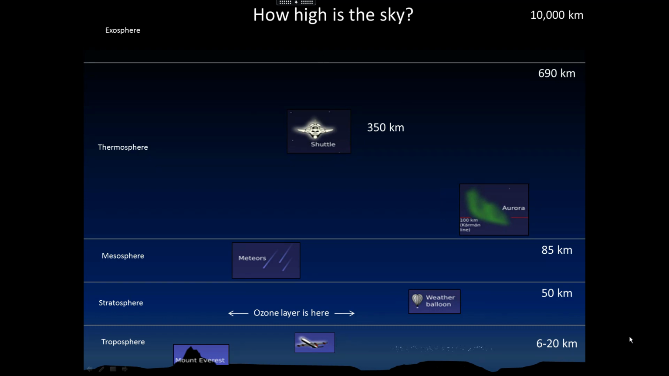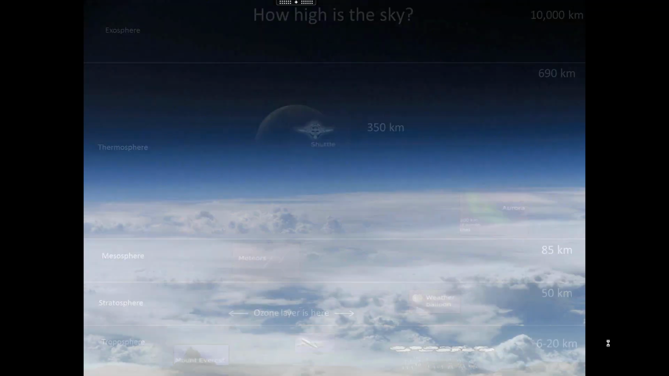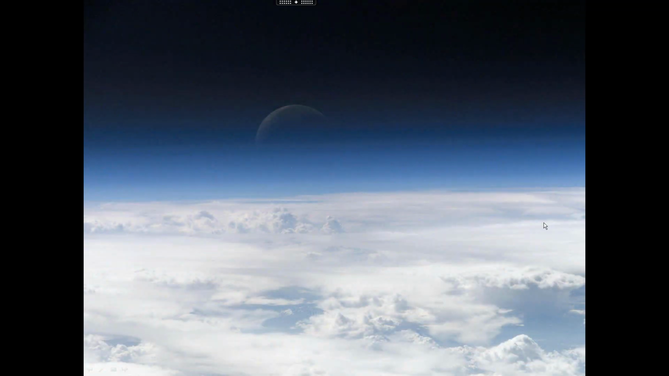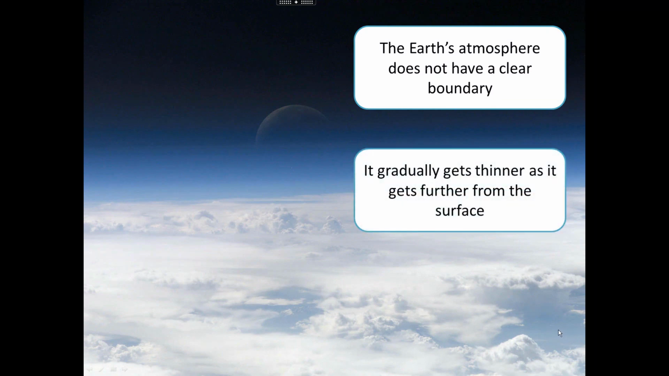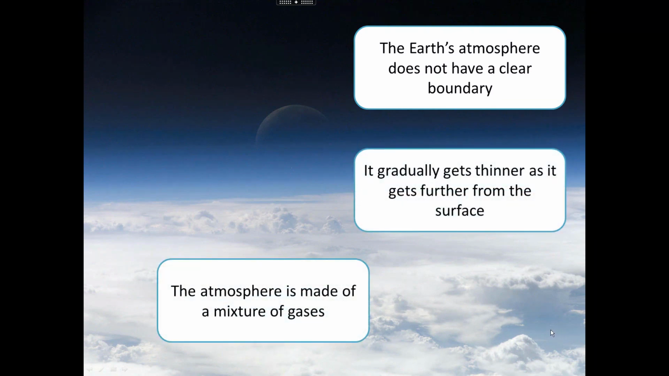But there's no exact boundary. There's some weather down at the bottom of the diagram, where the clouds are, the height of the clouds. There is no exact boundary where the atmosphere becomes outer space. It just gets gradually thinner and thinner, further from the surface. And all the way up, it is made of air, a mixture of gases.